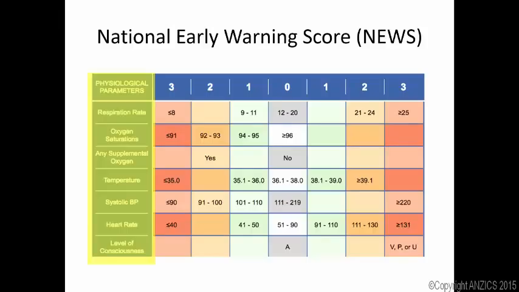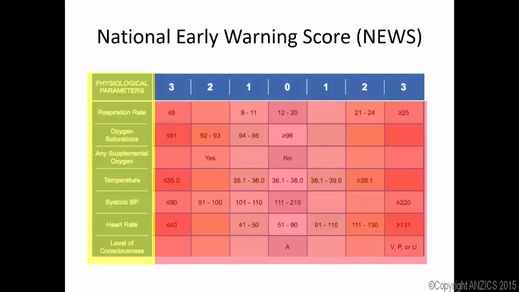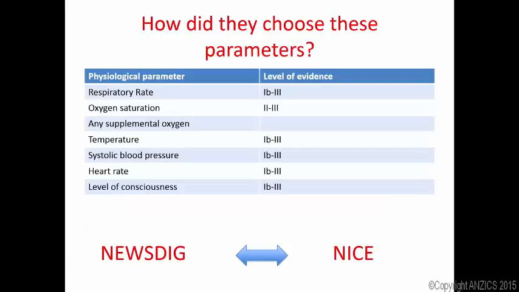So how did they choose those physiological parameters? How did they choose the thresholds for cut-off? Well, the physiological parameters really was a discussion between the implementation group and the National Institute of Clinical Excellence, who did a literature review and looked at the evidence and decided that those physiological variables were the appropriate ones to use. And they are the same ones that the Commission has used as well.